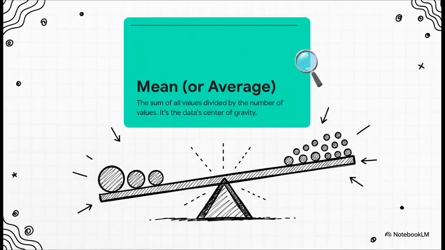Okay, so the most common type of average has a technical name, the mean. And honestly, the best way to think about it is like a seesaw. The mean is that one perfect spot where you could put the stand to make the whole thing balance perfectly. It really is the data's center of gravity.